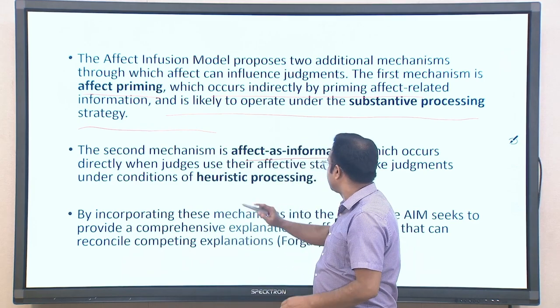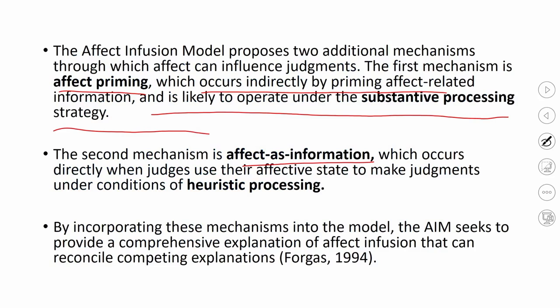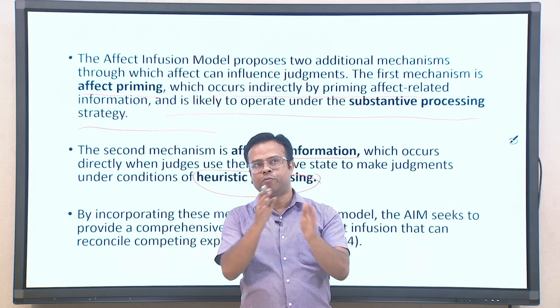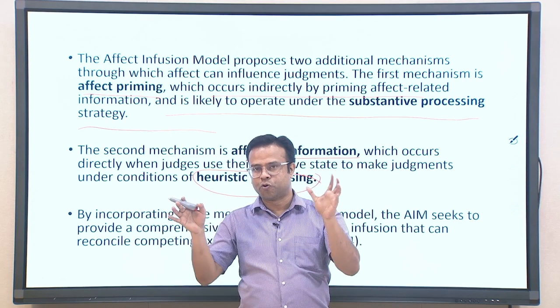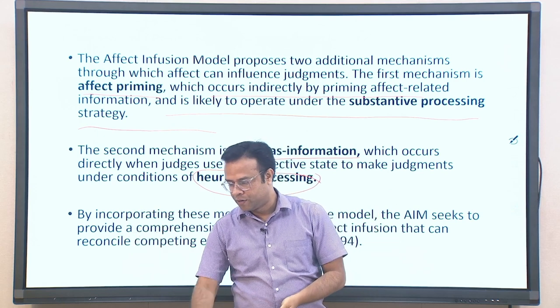The second mechanism, affect as information, is more likely to occur when we make judgments with heuristic processing, where we are using mental shortcuts. Whatever situation you see, you do a few shortcut analyses, and whatever emotion is generated, you take this as information and make your judgment accordingly. So, under heuristic processing, affect as information can explain the heuristic processing. By incorporating this mechanism into the model, the whole affect infusion model seeks to provide a more comprehensive explanation of how emotion influences your judgment: under what conditions it is more likely to influence and under what conditions it is less likely to influence. So, it is a more elaborate and comprehensive model in that sense.